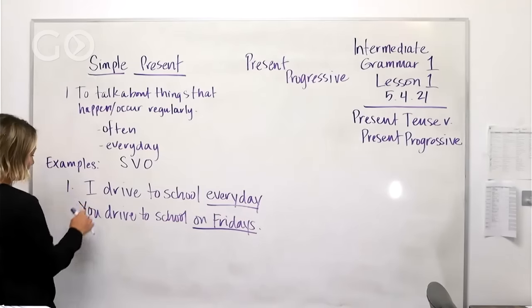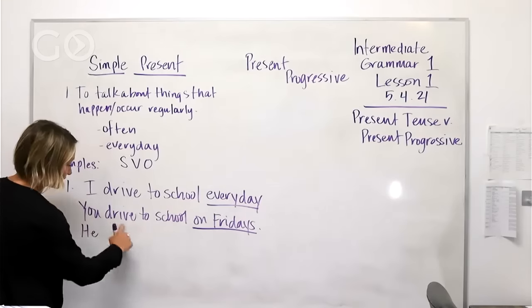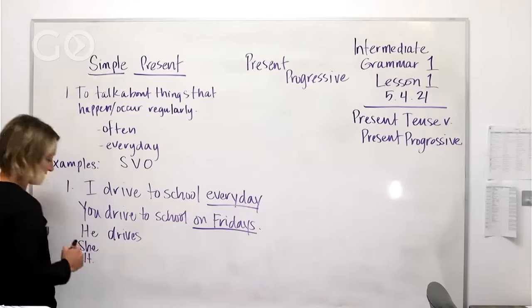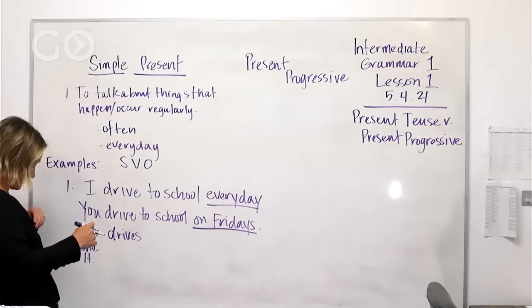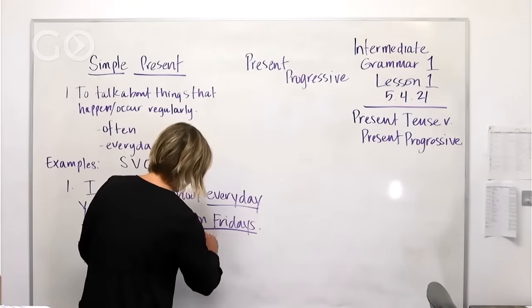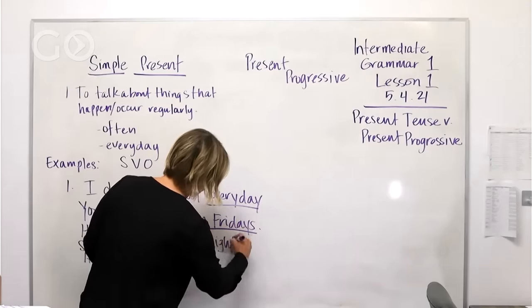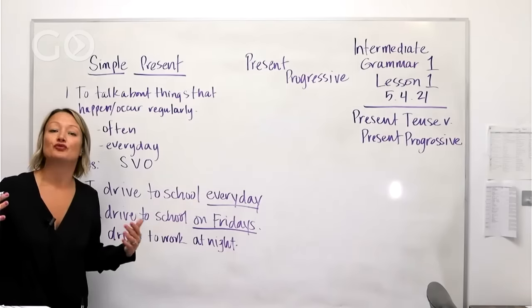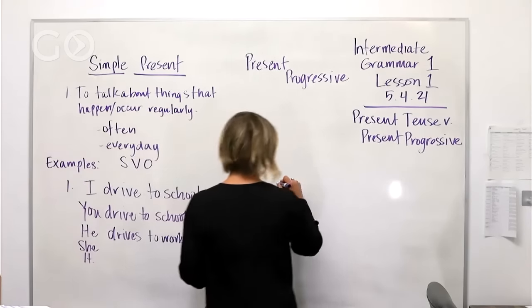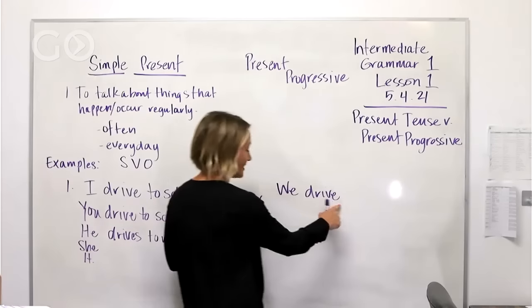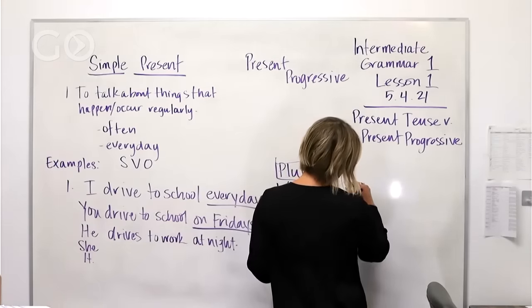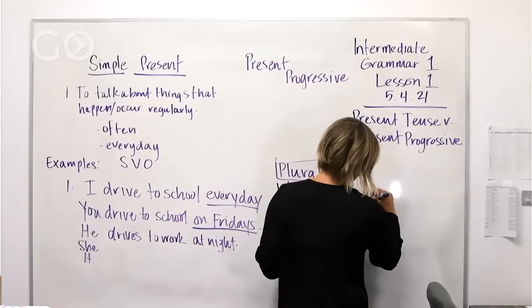So we've got one subject here. Now let's do he. Of course, we know that we change this in the third person, so we add the S. He drives, she drives, it drives, okay? Kind of a silly sentence if we say it drives, but it can happen. He drives to work at night. Okay, so that is describing something that happens often or regularly, okay? So let's look here. I like to put the singular stuff here, and then let's do the plural ones here. We drive, so no S, even though this is the plural side, okay? We drive to the store, okay?